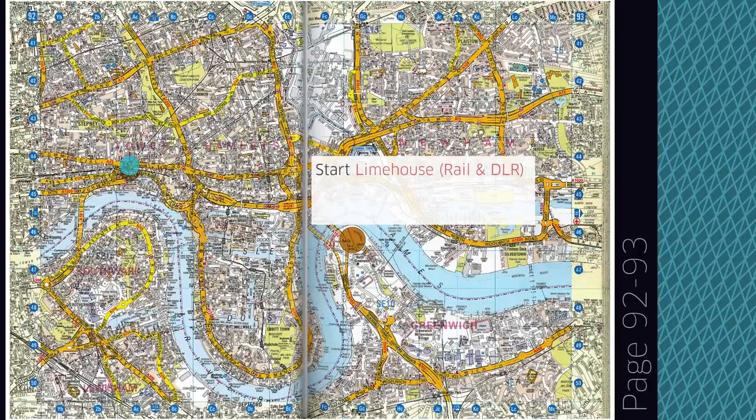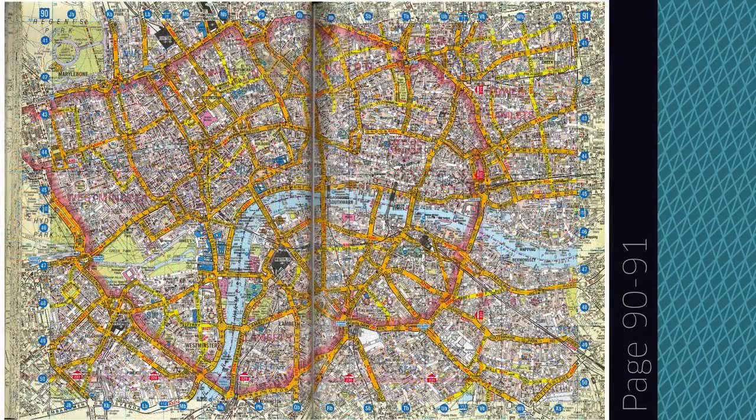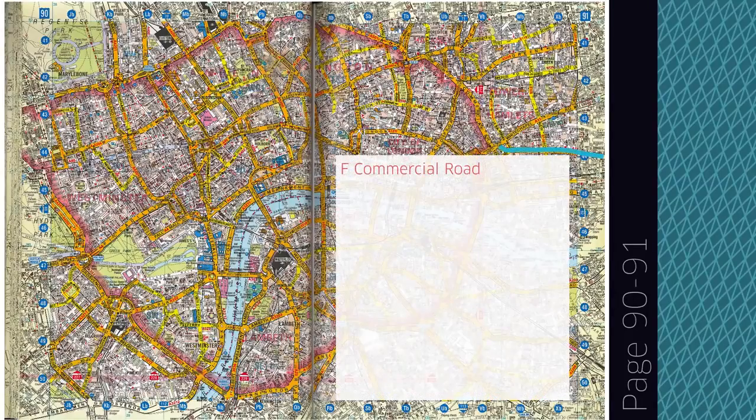We start our journeys by writing start at Limehouse, DLR and Rail, and then write forward on Commercial Road. By using the page continuation symbol as we come off the page at the grid square of 44, we can pick up the road at the grid square of 44 on page 91. We can turn to page 91 to continue our route. On page 91, we write forward on Commercial Road.